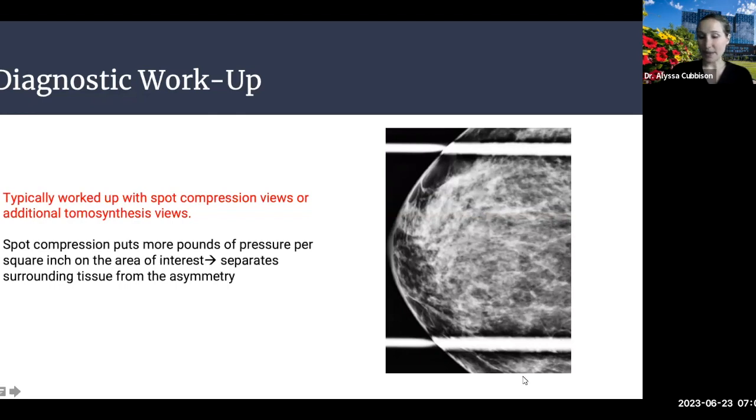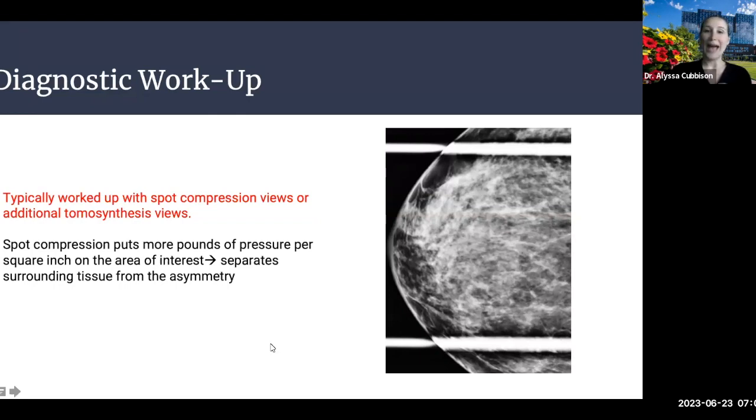There is absolutely part of the breast that is outside of the field of view, and that's okay. Presumably that's already been evaluated. What we want to do is put more focal pounds of pressure in one area. This allows us to disperse normal breast tissue. And if a finding is truly discrete from normal parenchyma, it will persist on these additional views.